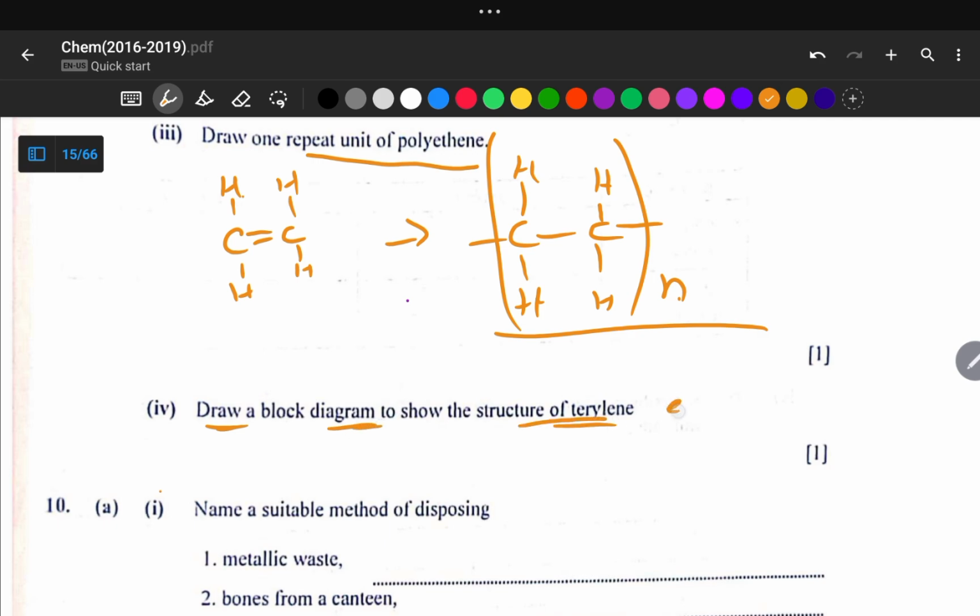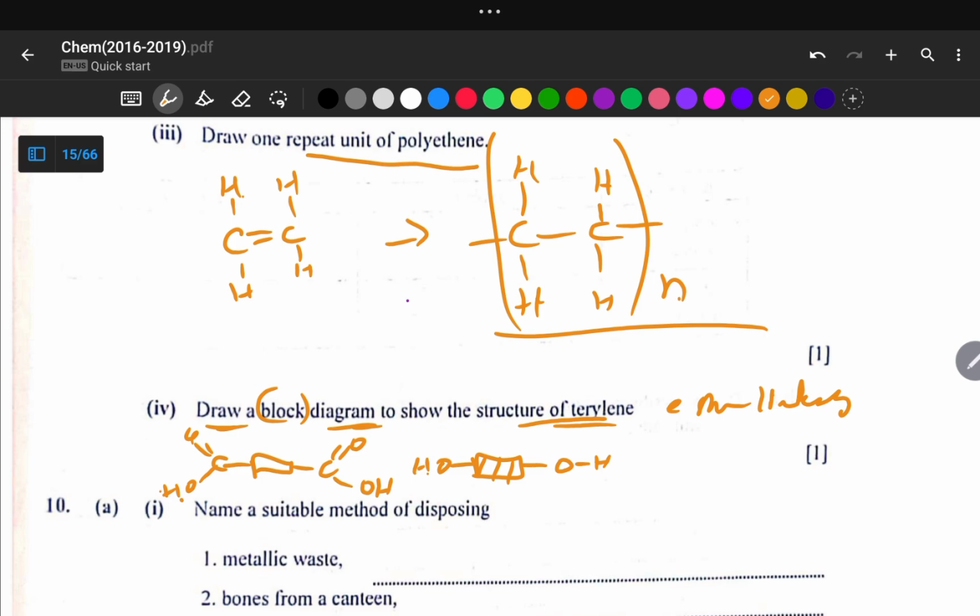So terylene is an ester polymer. It's a polyester with the ester linkage, right? So they say block diagram. We're simply going to draw these monomers for you to understand. These are the monomers, and then we have the other one shaded so that we can easily differentiate the two, right? So for polymerization, we are removing this group to form water, and we are left with these two reacting. So this is the ester linkage, right?